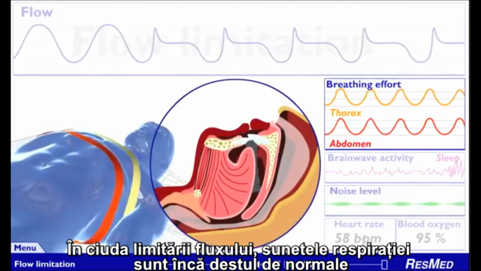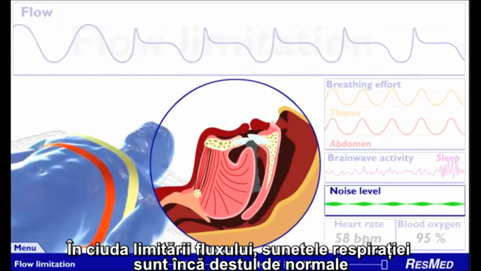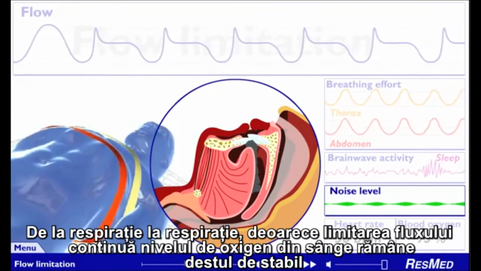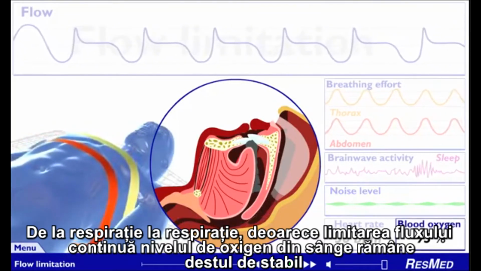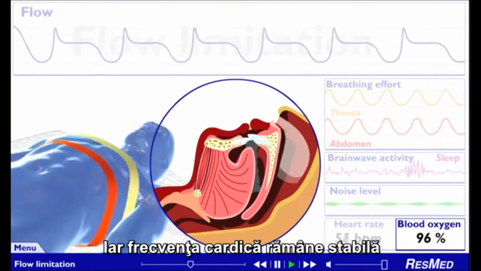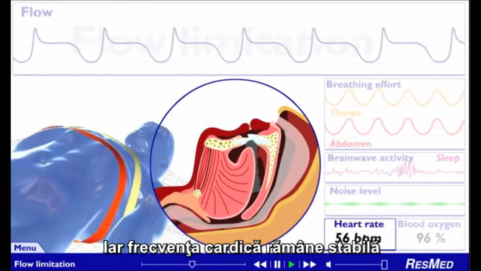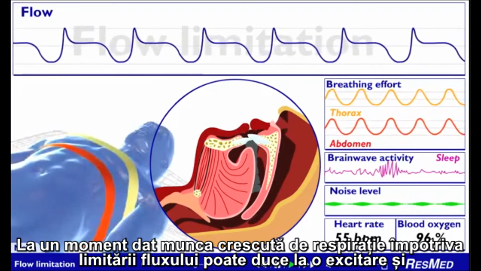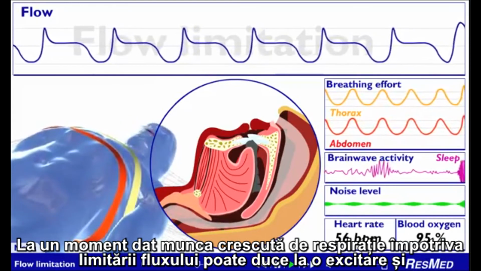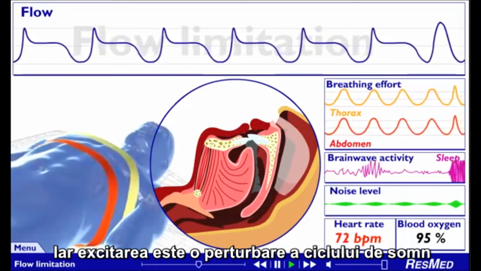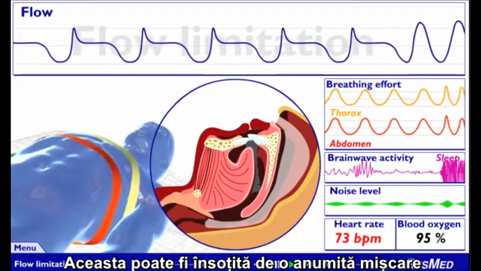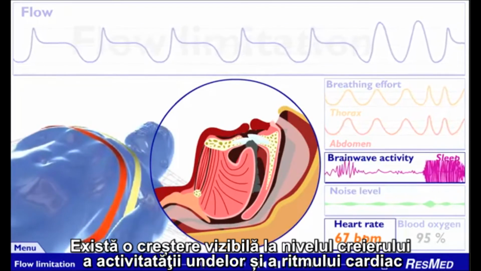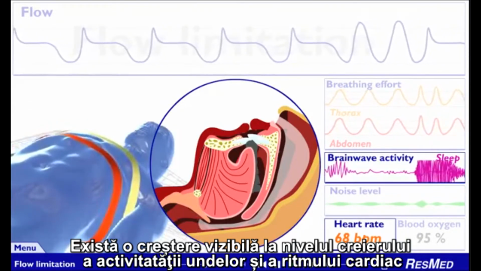Despite the flow limitation, the sounds of breathing are still fairly normal. From breath to breath, as flow limitation continues, the oxygen level in the blood remains quite steady and the heart rate remains fairly stable. At some point, the increased work of breathing against flow limitation may lead to an arousal. An arousal is a disturbance in the sleep cycle. This may be accompanied by some movement. There is a visible increase in brainwave activity and heart rate.